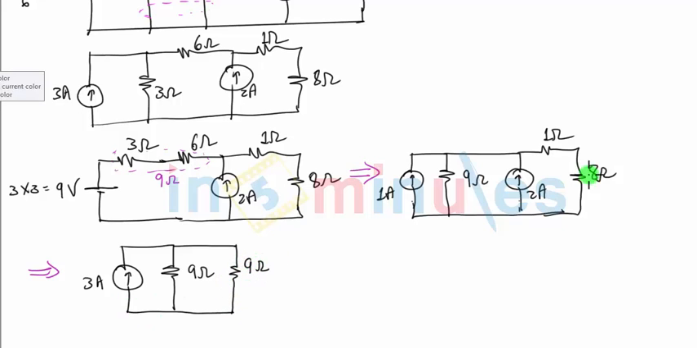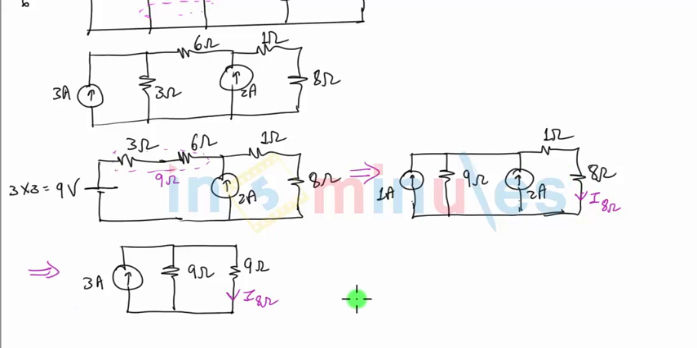Please remember that even when I club the two resistors in series, the current through 8 ohm resistance, which was I8, will not change. It will be exactly same because current in the series branch is always same, it will not change. So this is what we get.